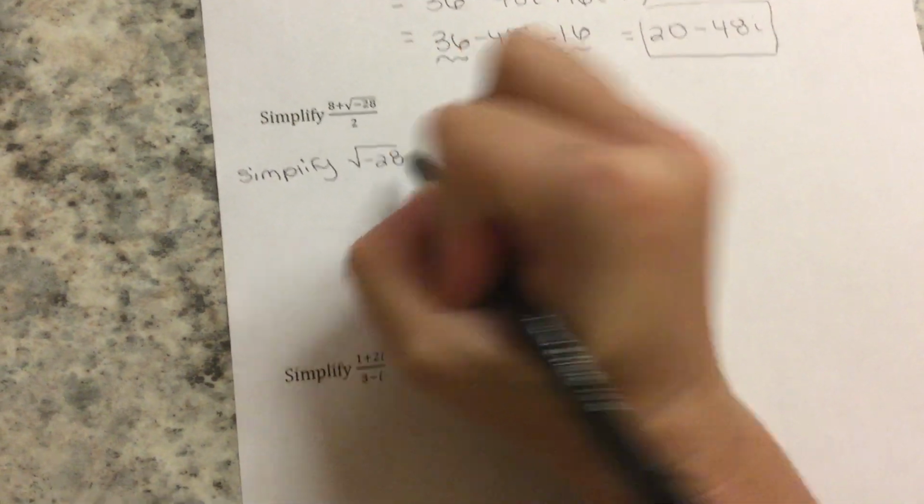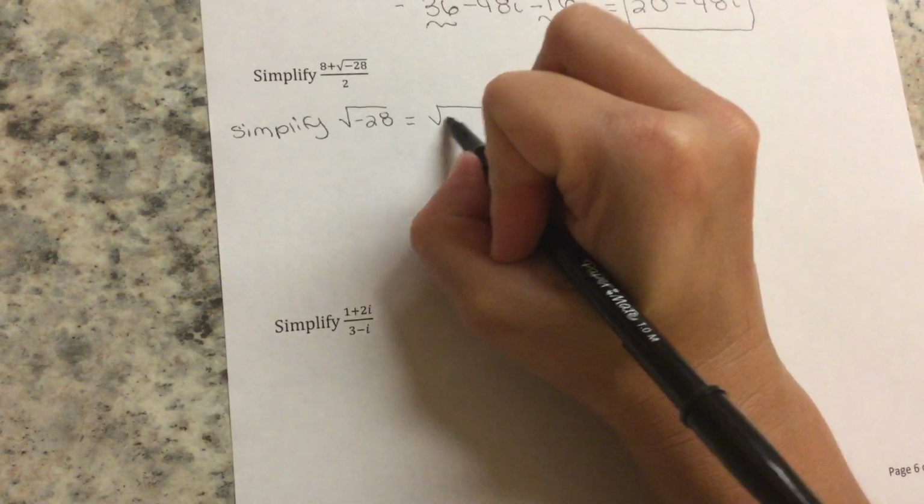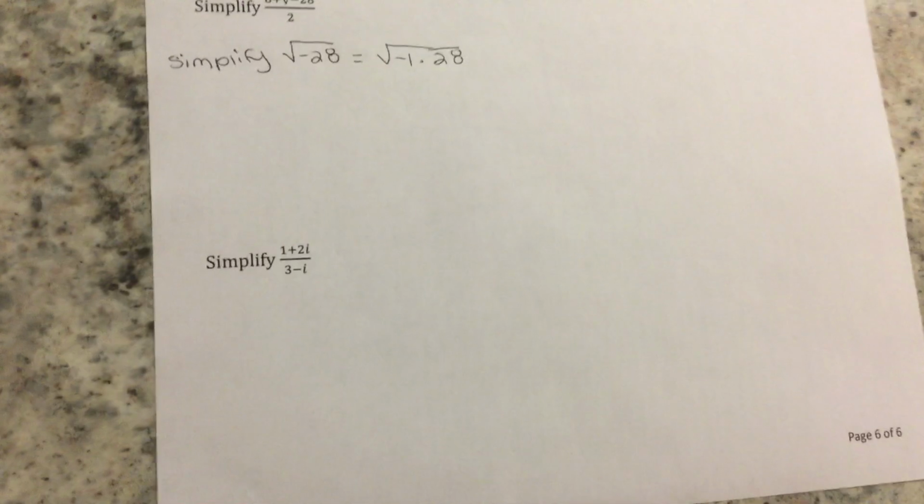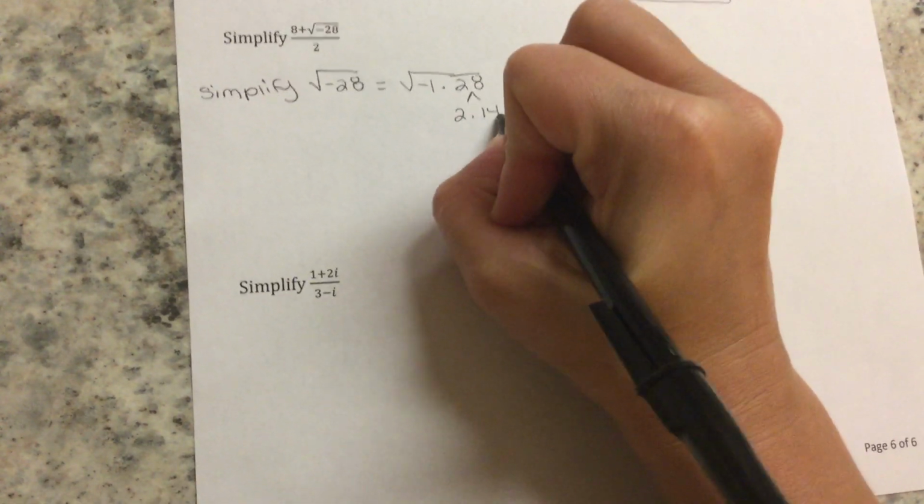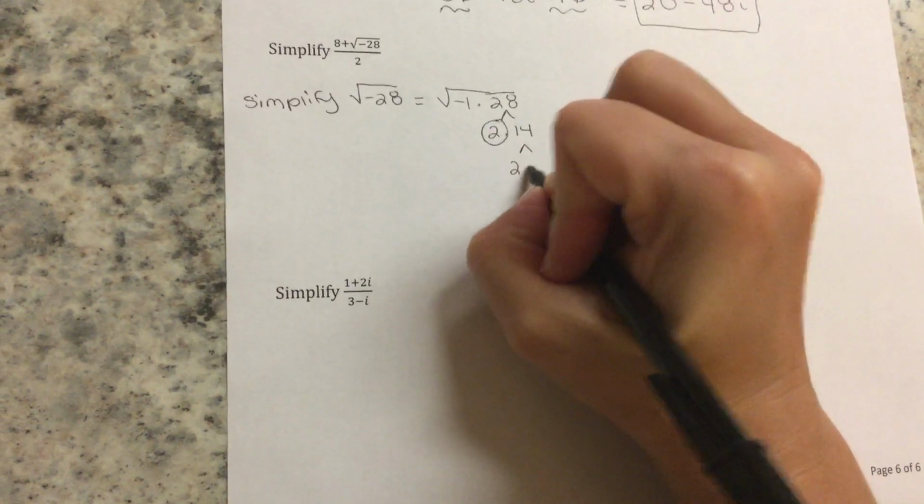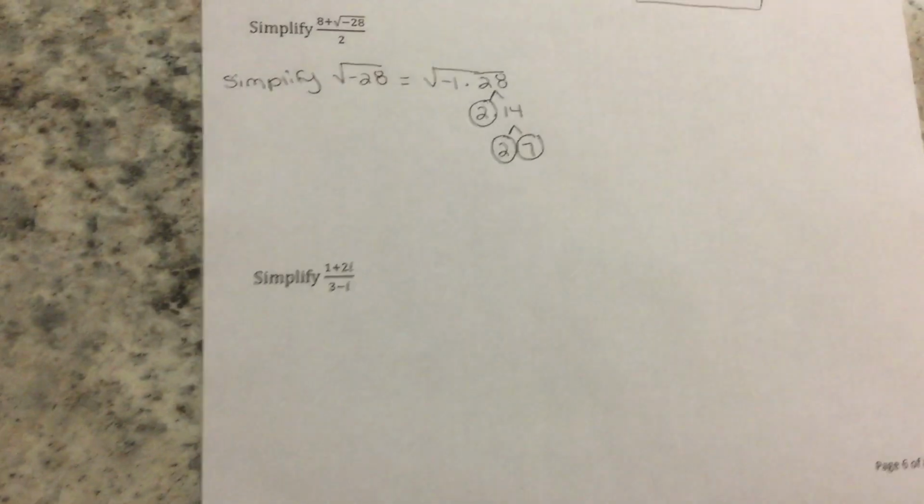So the square root of negative 28. Because there's a negative underneath the square root, I can rewrite it as negative 1 times 28. And then I can go ahead and break up my 28. So let's say 2 times 14. 2 cannot be broken up, so it gets circled. 14 is 2 and 7. Again with the 2, 7, same thing. It cannot be broken up, so it gets circled.